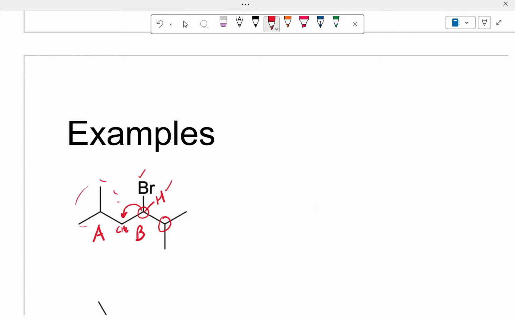If I go this way, what do you notice? Well, it's still a carbon, but it's a CH and it looks different than the other group on the other side. So there are four different groups around carbon B, and so that makes it chiral. So there's a chiral center.